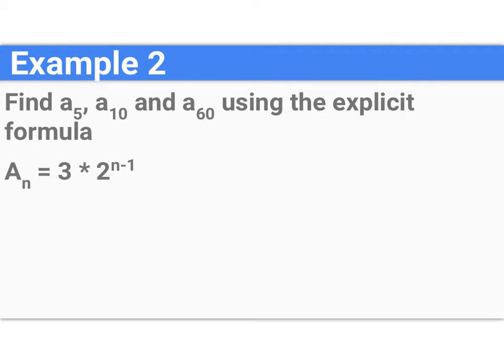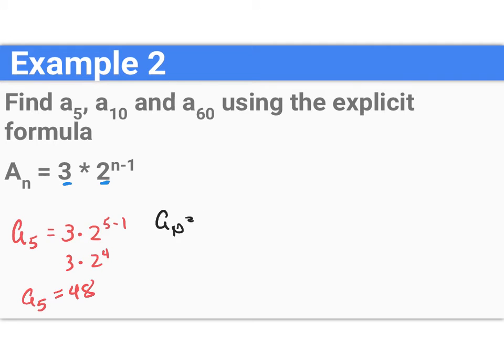Find A5, A10, and A60 using the explicit formula. We give you the explicit formula. Here's our first term, and here's our common ratio, what we're multiplying by. So A5 equals 3 times 2 to the 5 minus 1, so 3 times 2 to the 4th. 2 to the 4th is 16. 16 times 3 is 48. That equals A5.